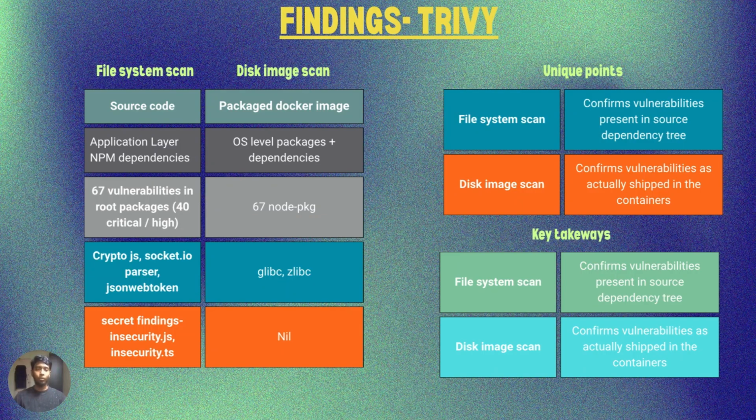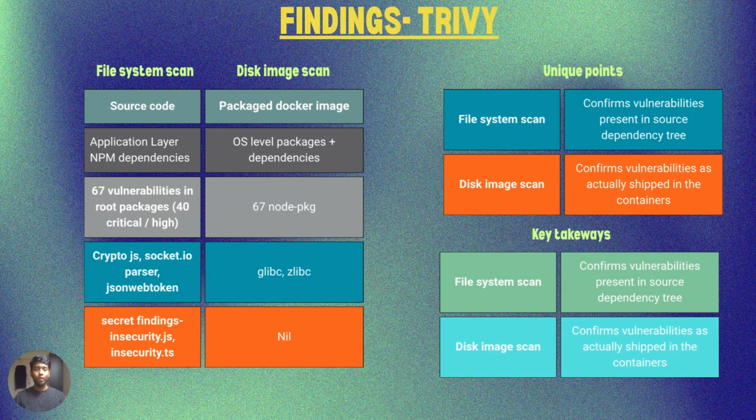The scan also found some secret vulnerabilities as well. In file system, there was a build library, insecurity.javascript, and another one is the library of insecurity.ts. And in image scan, there was actually no secret scan reported separately.